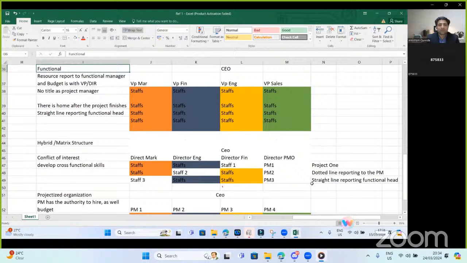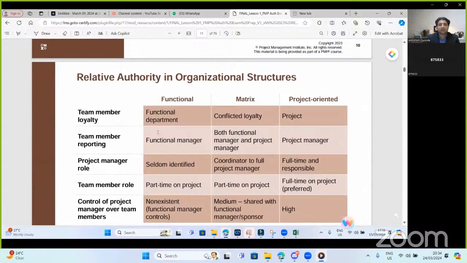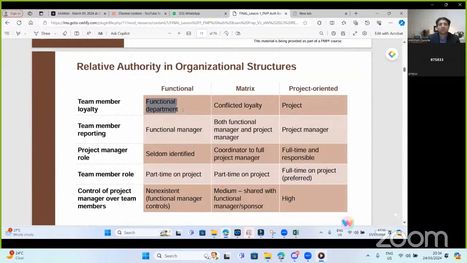Yeah. All right. Okay. So if we summarize, this table has a beautiful summary of these three types of organizational structures. Functional, where the team loyalty is toward the functional head. Team members are reporting to the functional manager, and the PM role is not there. And then everyone working on the project is working part-time on the project, but their full-time job is the functional job. And control is pretty much with the functional manager, the budget and the resources. If we talk about projectized, it's the opposite. Here, the loyalty is toward the project work. They report to the PM. They are working full-time on the project-related assignments and the scope.